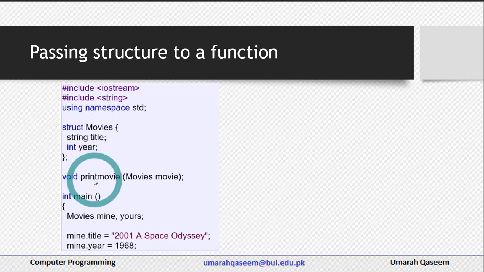Now we want to make a function, print movie, and we want to pass it a variable of our own type, and that type is movies. And that type is actually this structure. So we want to do that, and this is the prototype of our function. So let's see how we will do that.